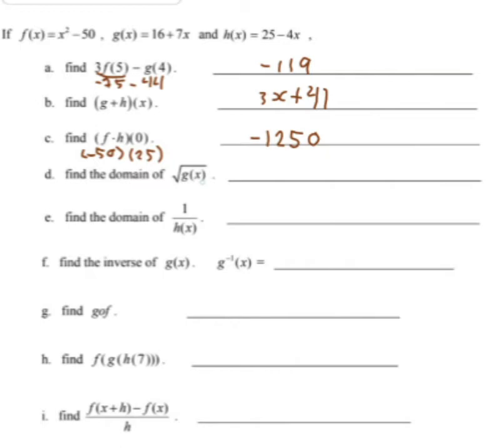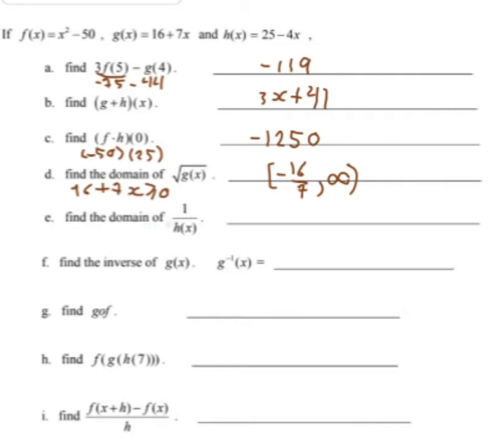Find the domain of square root of g of x. We can find the square root of only 0 and positive numbers. Therefore, g of x must be positive. If you solve this, 7x is greater than or equal to negative 16, so x is greater than or equal to negative 16 over 7.